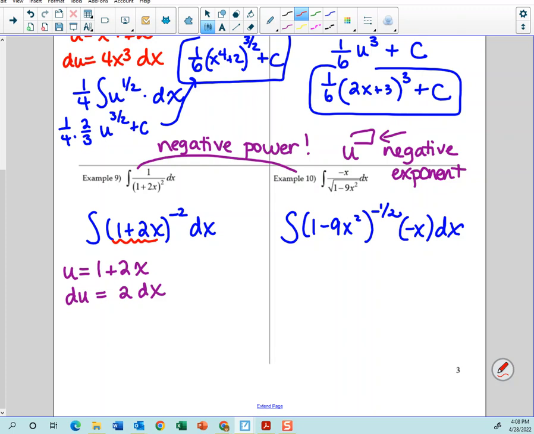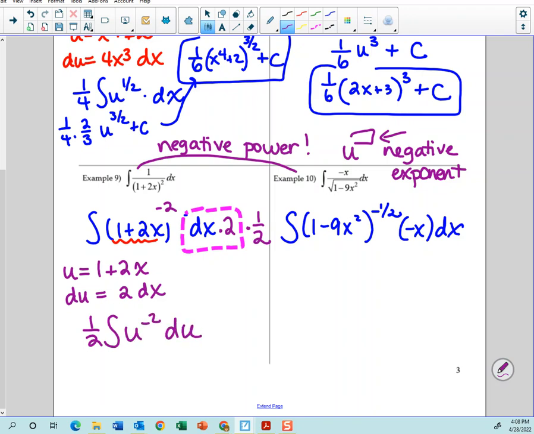In this problem, I'll need an additional 2, so I'll throw that in there. That will allow this part to be du, but I'm not allowed to change problems. So mathematical fairness says, all right, you want to throw a 2 in there, you better throw the 1/2 in there as well. So the integral will look like this: 1/2 u to the negative 2 du.